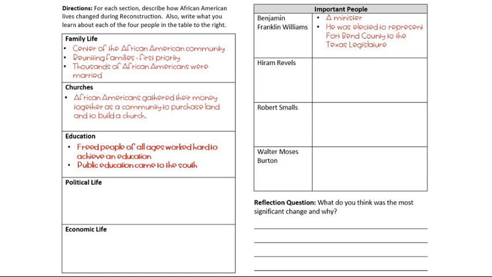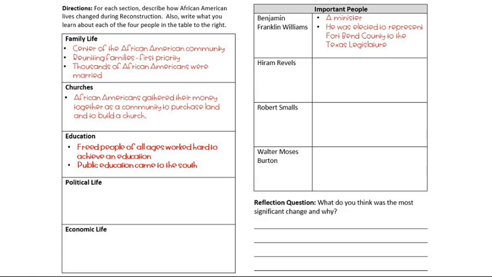You're now going to add notes to the education section. We're going to add that freed people of all ages worked hard to achieve an education and that public education came to the South. Please pause the video while you add these notes.